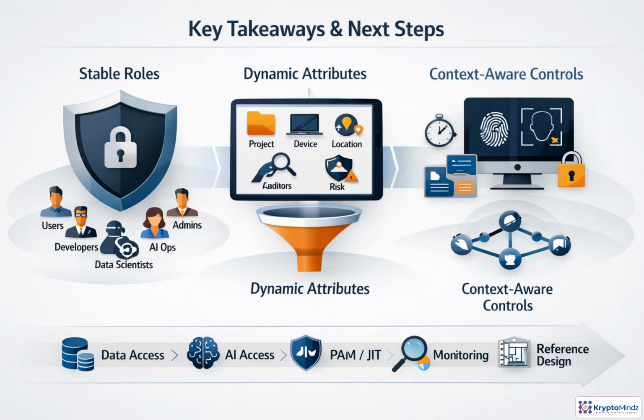User access is the first governance checkpoint. Define stable roles, refine them with attributes, and adapt decisions using real-time context. Together, those controls enforce least privilege without slowing valid work. Next, we apply the same thinking to data, AI systems, privileged access, monitoring, and the capstone design.